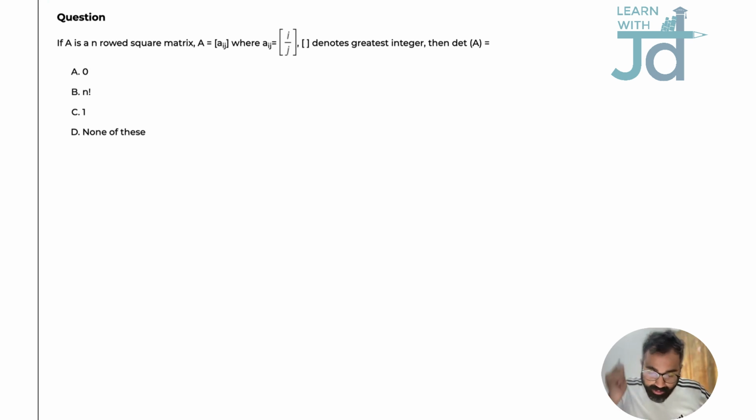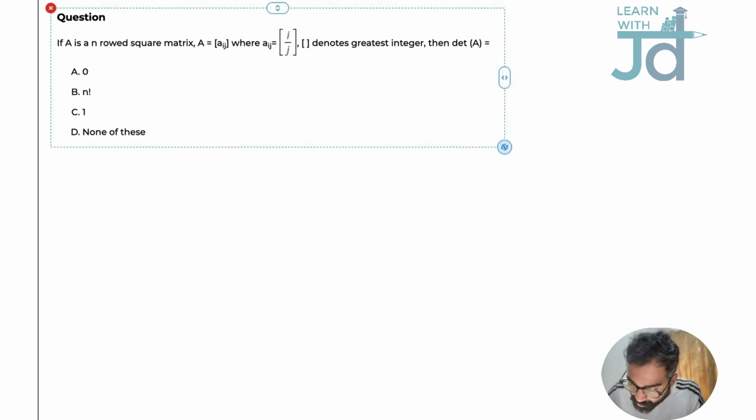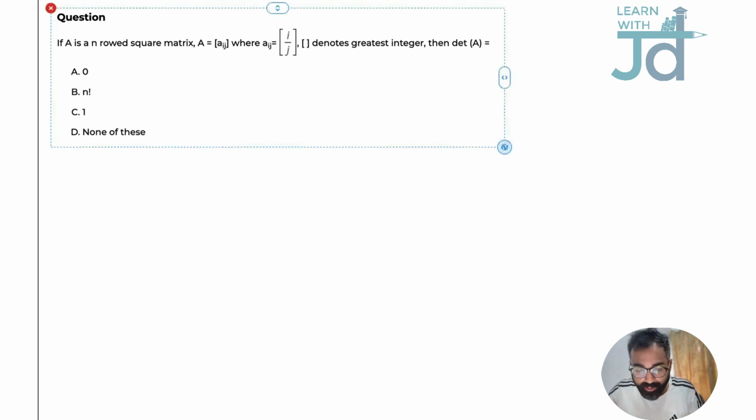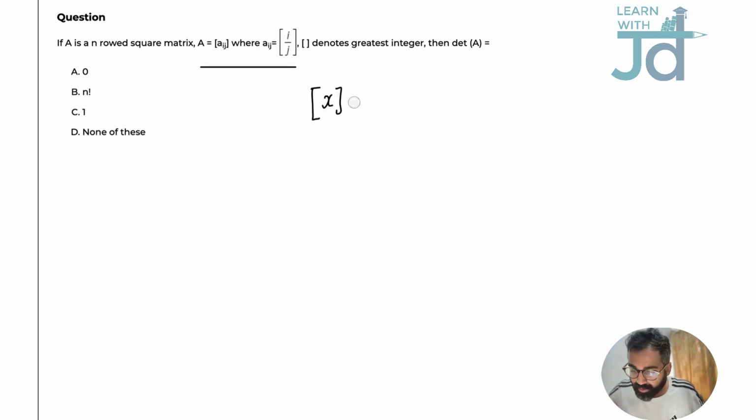So here A is an n-rowed square matrix, and they are asking you to generate every element using this formula. Now you might be knowing what the greatest integer function is. Greatest integer function is the greatest integer which is less than or equal to x.